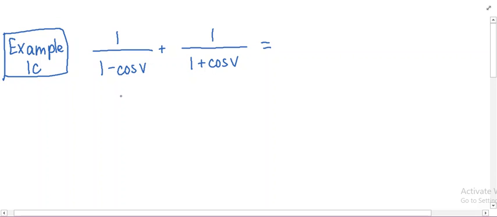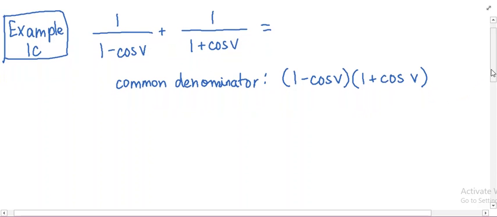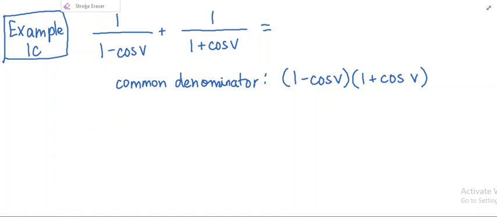So our common denominator here is going to be, take the first denominator, and remember, it's a package deal. It's got two terms, 1 and negative cosine of v. You need to put that in parentheses. And then you need to multiply it by the other denominator. Again, it is a package deal because it has two terms. So this is going to be our common denominator, 1 minus the cosine of v times 1 plus the cosine of v.